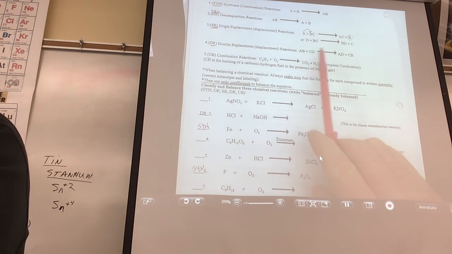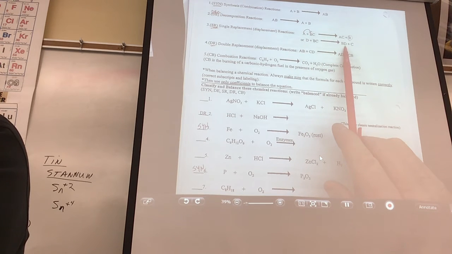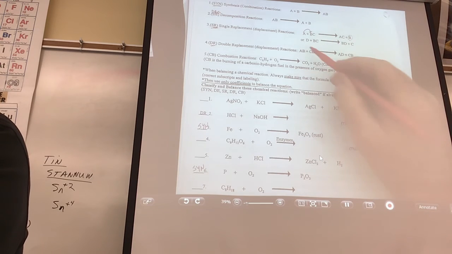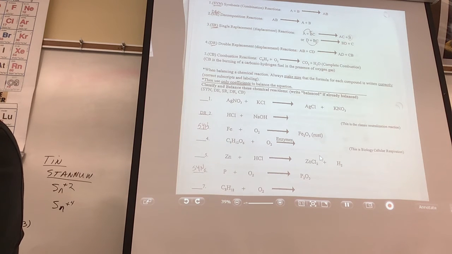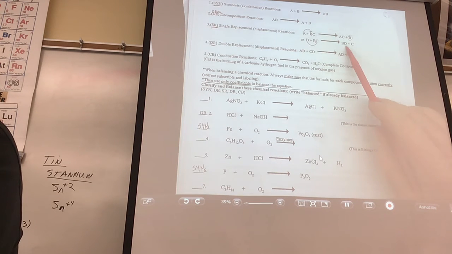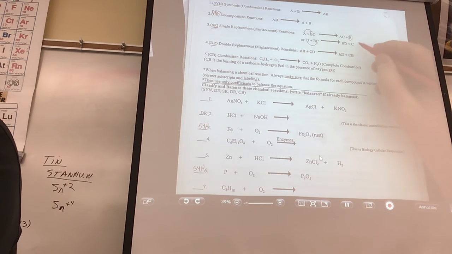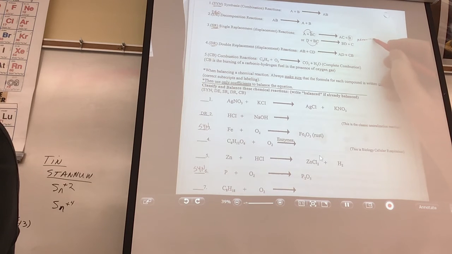Now, look at this right here. D plus BC yields, whoa, BD. See, C got kicked out. But who would kick that out? Metal. Non-metal. Take a look. Look at D. D's written second, isn't it? Non-metal. It must be a non-metal. And this must also be a non-metal. So this would be a metal kicking out a metal. And this is a non-metal kicking out a non-metal.